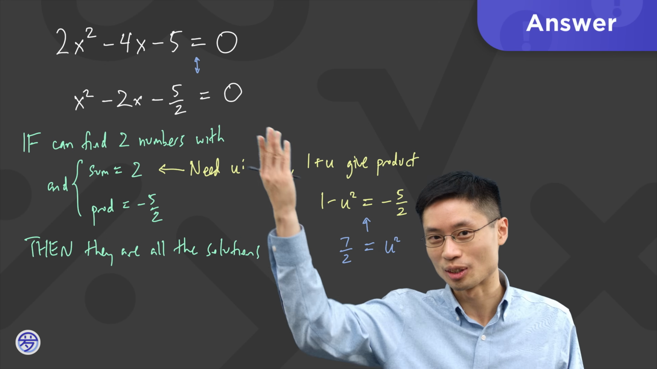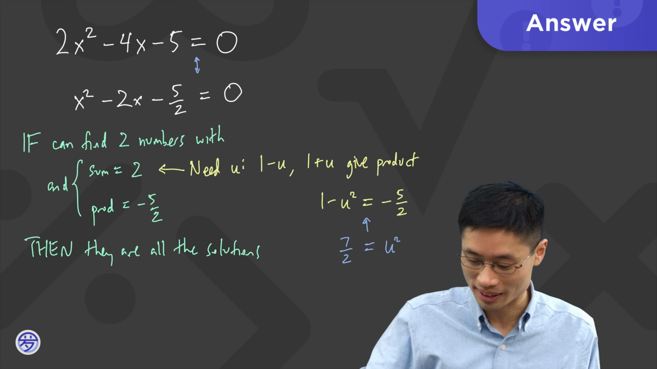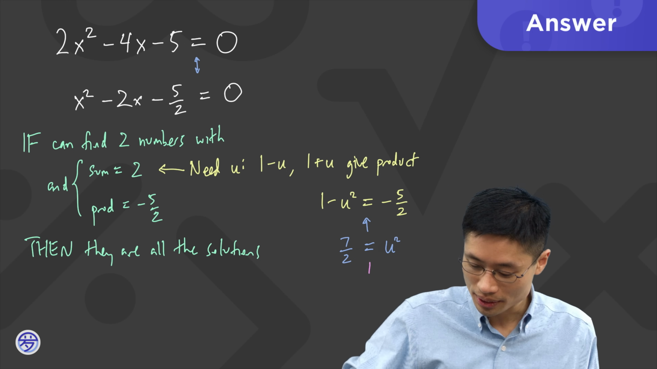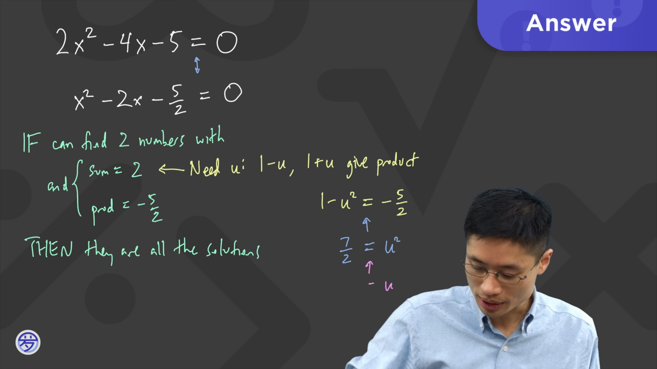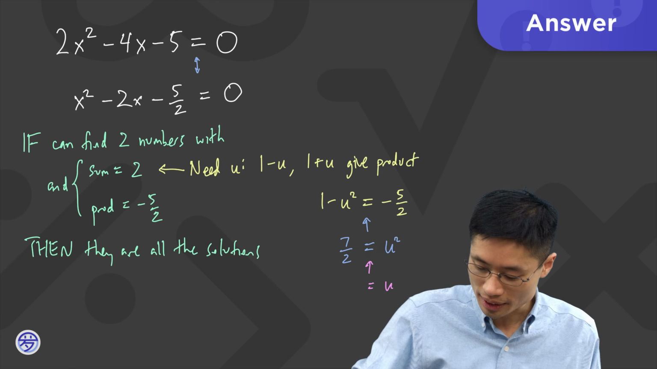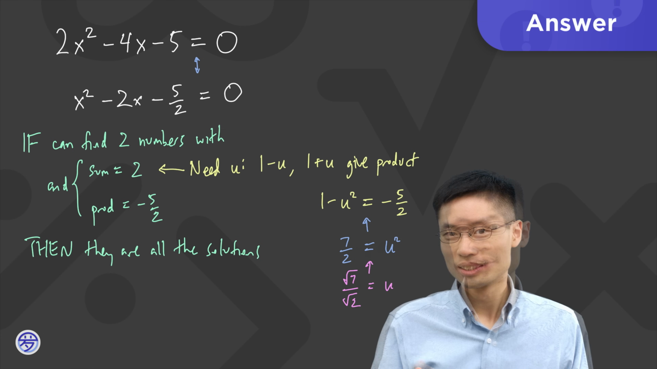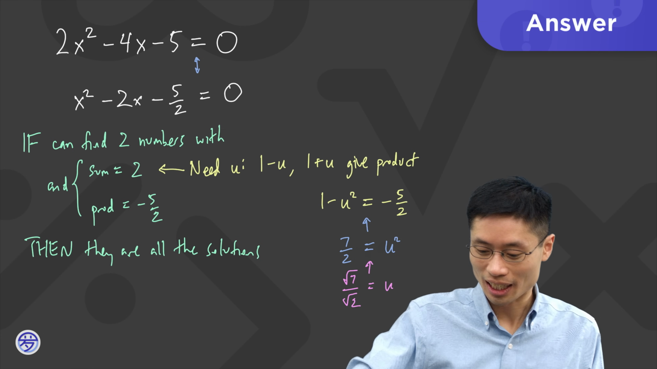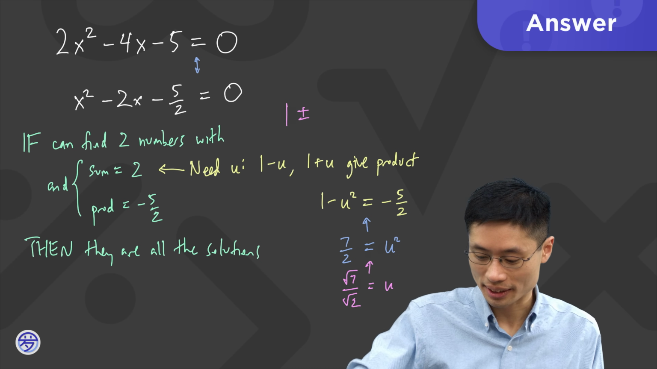Actually, there's nothing special about this. It just means that we have to deal with fractions instead. This happens when I choose a u, which is the square root of 7 over 2. I'm going to write it like this, root 7 over root 2. So the solutions to this are just 1 plus or minus square root 7 over square root 2.